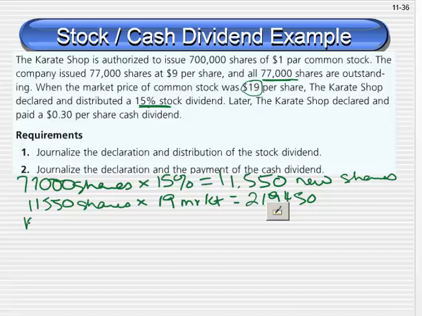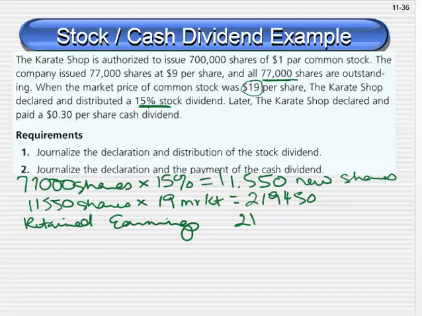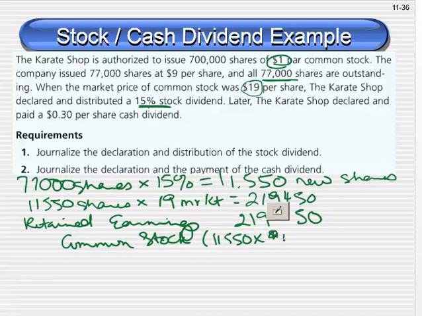Then we debit retained earnings for $219,450. And then we're going to credit our common stock at par value. Well, what was our par value up there? That's going to be 11,550 shares times $1 par value. So that's $11,550.